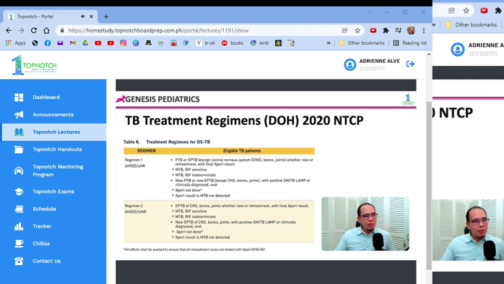Okay? New PTB or extrapulmonary PTB with positive sputum smear or TB lamp, okay? Or clinically diagnosed and the expert is not done or not detected, dito pa rin siya magpo-fall. Okay, so basically halos parehas lang yan. The only difference is this regimen is for your bones, CNS, and joints.